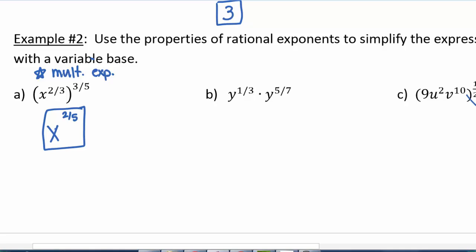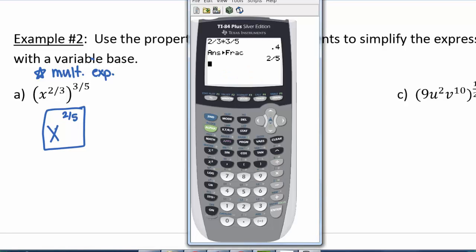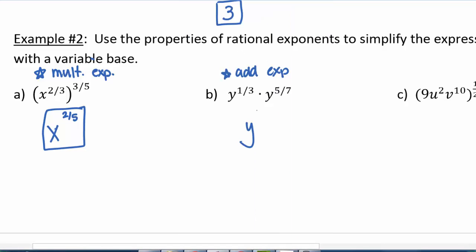Here in part B, I'm multiplying. My base always stays the same, and then I need to add my exponents because I'm multiplying. So add exponents. So 1/3 plus 5/7. Make it into a fraction. Math, enter, enter. You get 22 over 21. So y to the 22 over 21 power.